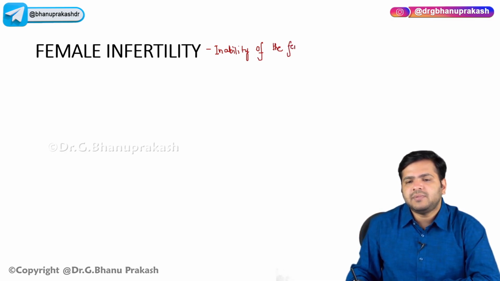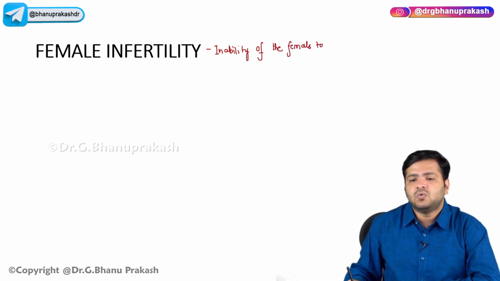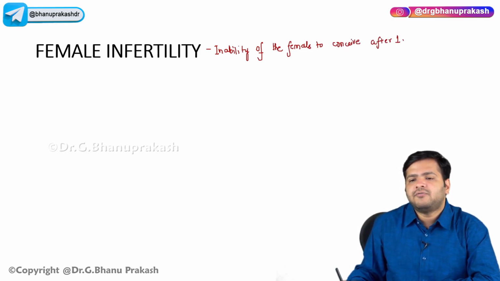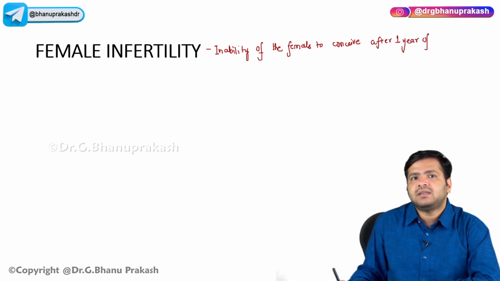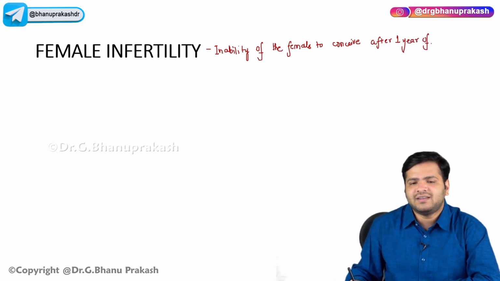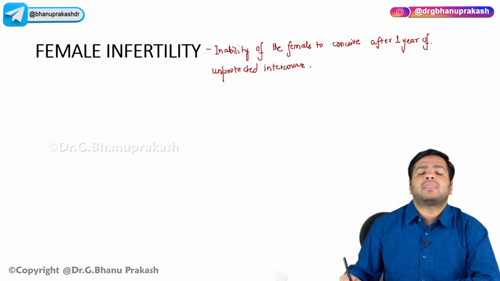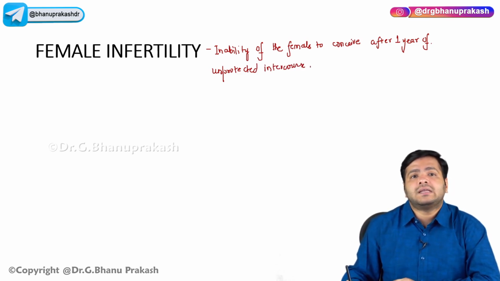It is the inability of the female to conceive after 1 year of unprotected intercourse. So, after 1 year of unprotected intercourse, if the female is not able to conceive, that is something which is called infertility.